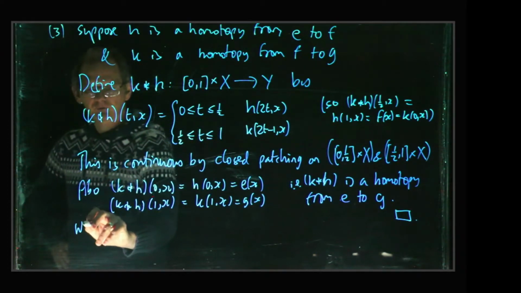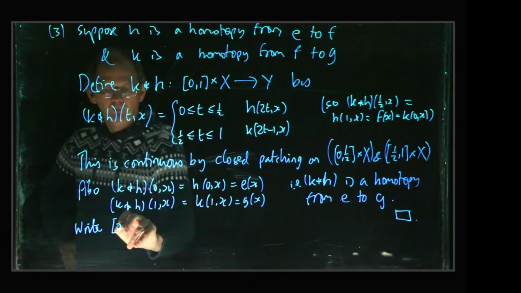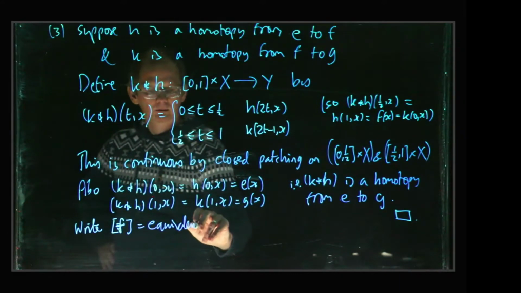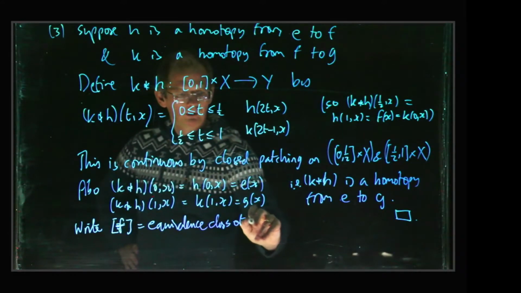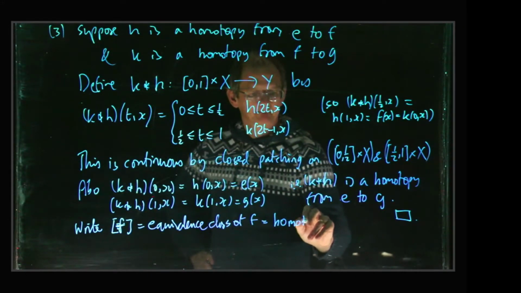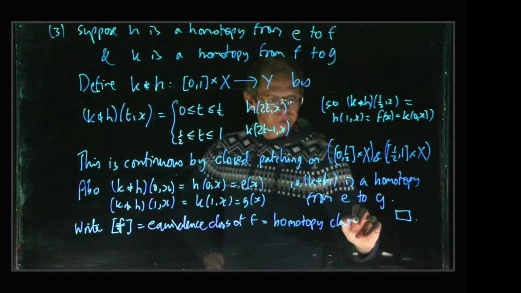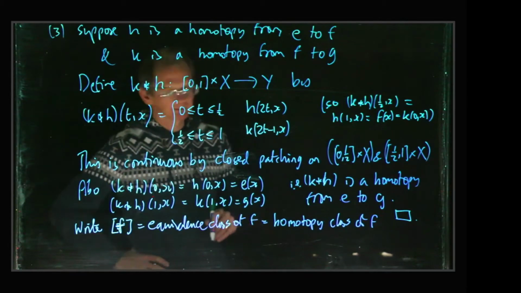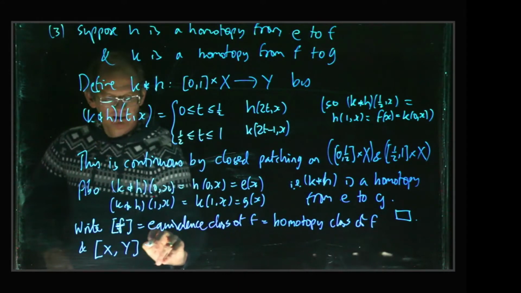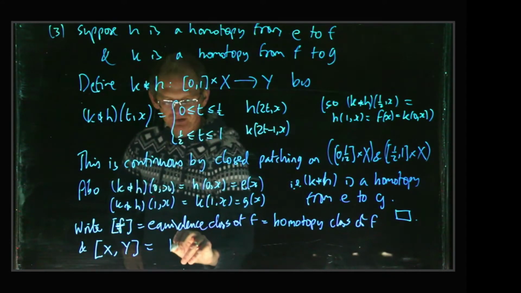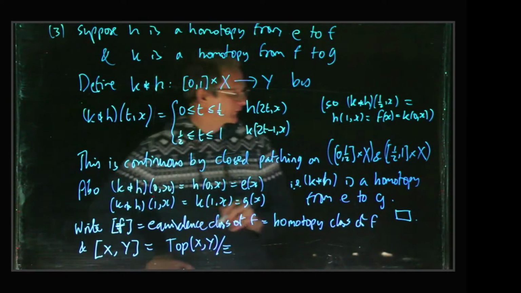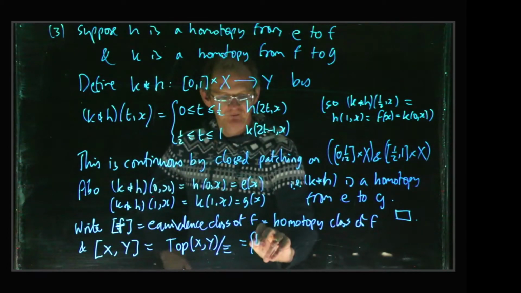So as usual, we're going to just write square bracket f for the equivalence class of f, and that's typically referred to as the homotopy class. And we also will sometimes write square bracket X, Y for the quotient set, Top(X, Y), taking the quotient by this equivalence relation. In other words, that's just the set of homotopy classes.